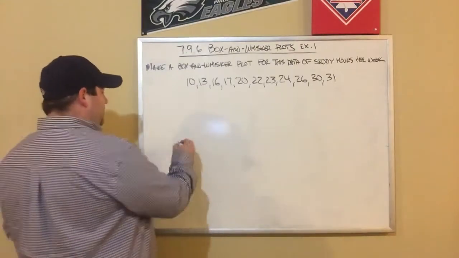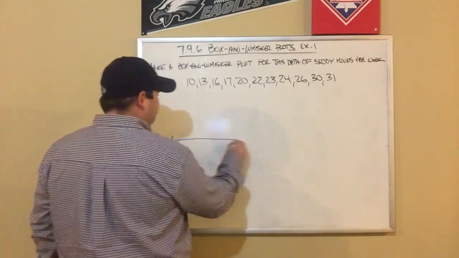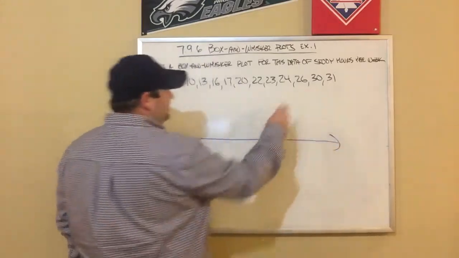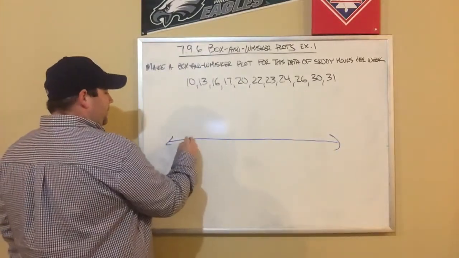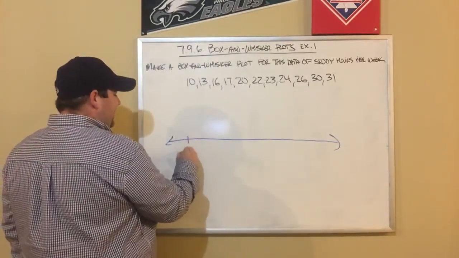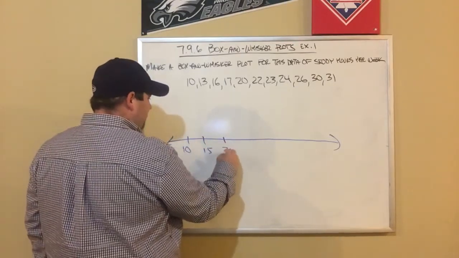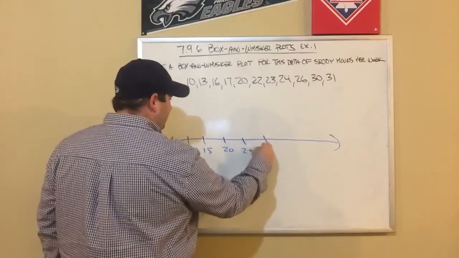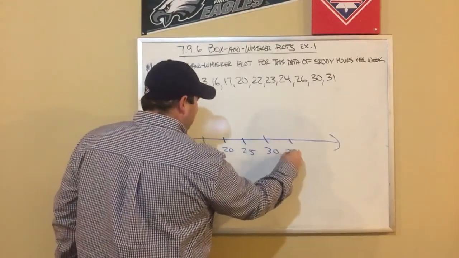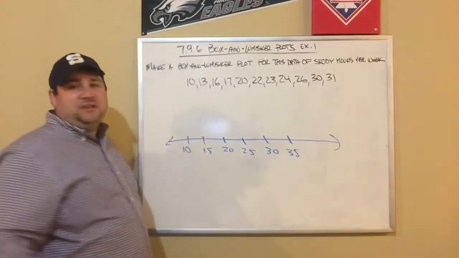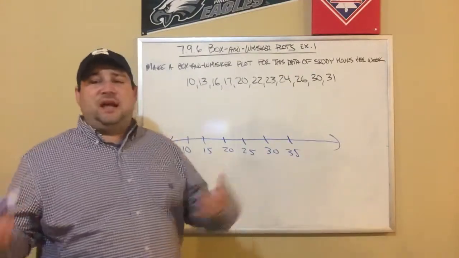And the first thing we're going to do is make a number line. I can see it goes from 10 to 31, so I'll start at 10 and maybe I'll go by fives. 10, 15, 20, 25, 30, 35. So I've got a number line. You can decide on the increments and how you want to do it.